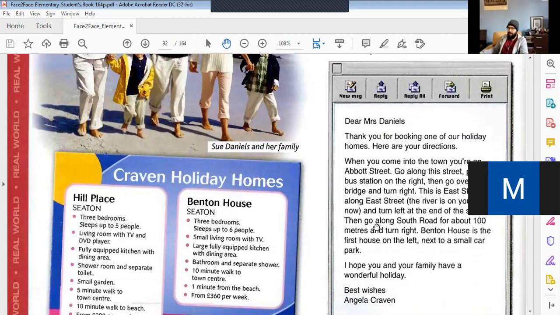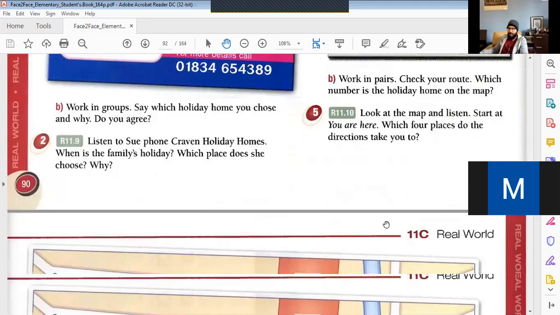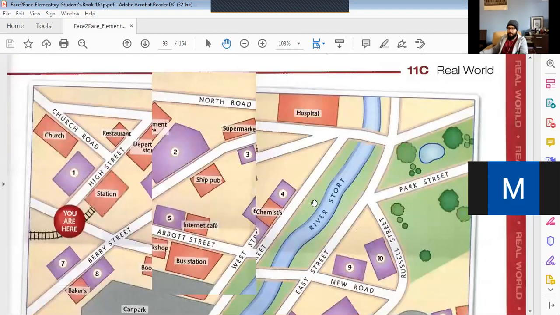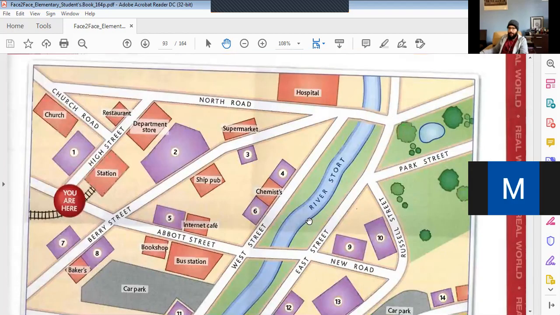I'm not sure. Anyways, this whole letter has the directions. So we want to use this information and we want to use it in the map. Can you see the map here? Yes. So this means we will start here. You are here, and then we will follow the directions, okay? Yes. When about street. Yeah. So, but let's start from the beginning.